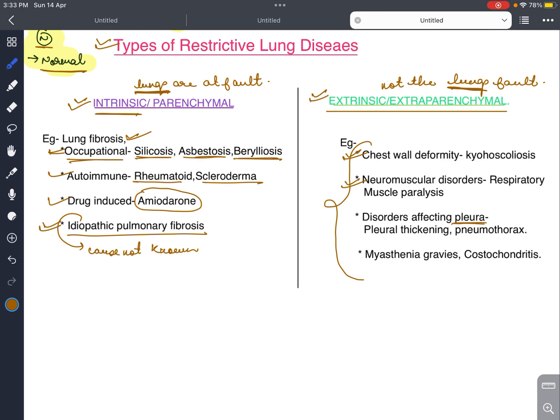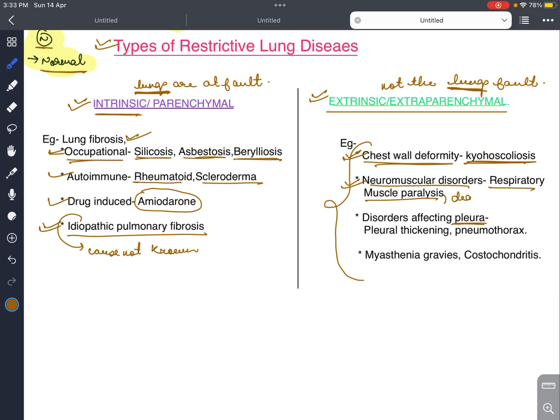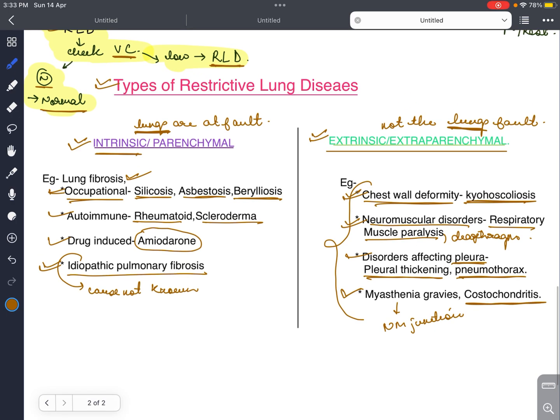And in extrinsic, we can have chest wall deformity, we can have kyphoscoliosis, we can have neuromuscular disorders, respiratory muscle paralysis, diaphragm paralysis. We can have disorders affecting the pleura like pleural thickening, we can have pneumothorax, we can have myasthenia gravis, which basically affects the neuromuscular junction. We can have costochondritis. So all these conditions can lead to restrictive lung disease. These are extrinsic causes, and these are intrinsic causes.